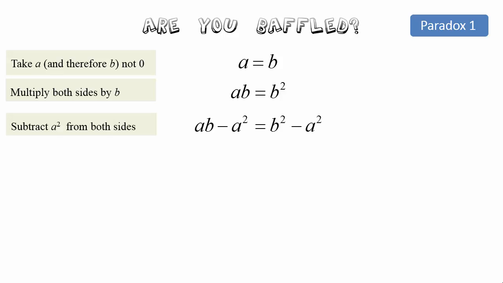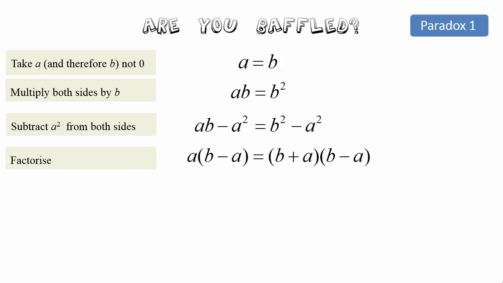Now subtract a squared from both sides. We keep the equation balanced by doing that. We can factorize in turn. On the left, we can take out a factor of a, and on the right, we can factorize by using the difference of two squares method.